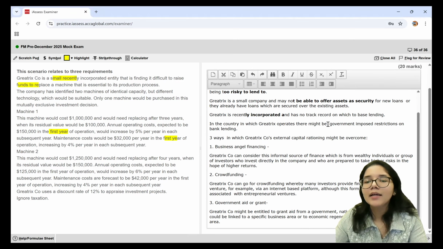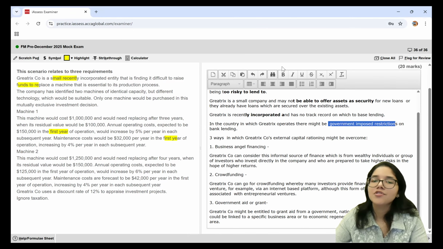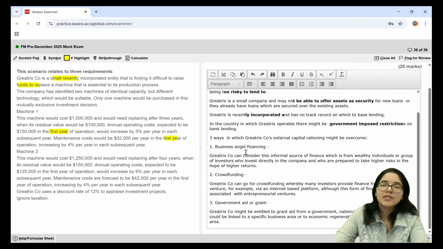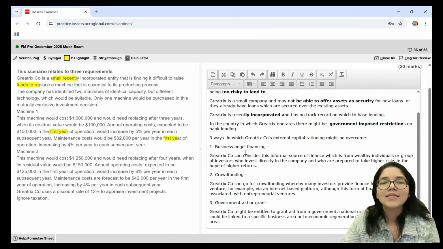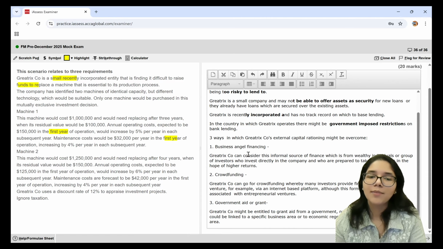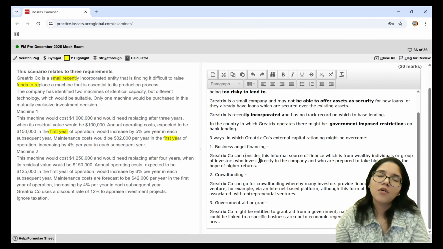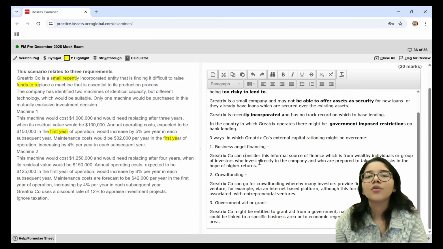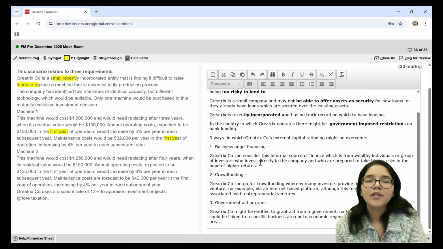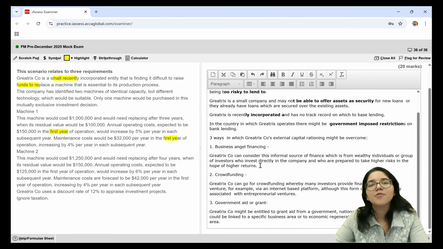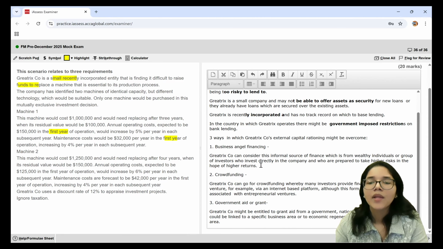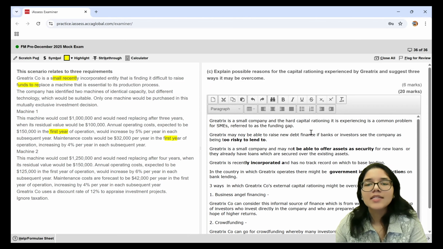Another reason could be some government imposed restrictions. So maybe in the country where Greatrix is operating, the government has imposed some sort of restrictions on banks to lend money to certain industries, or in general also, if the economy is not in a good state, then the government is probably going to impose some restrictions over lending. Now, these were a few reasons why they are facing this particular problem.